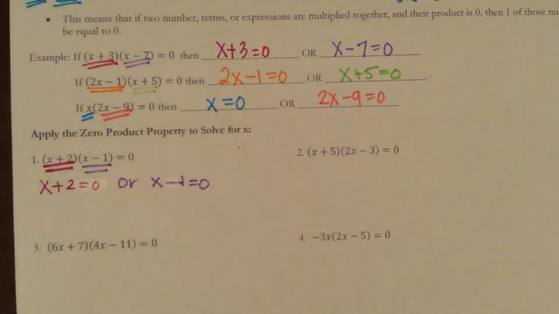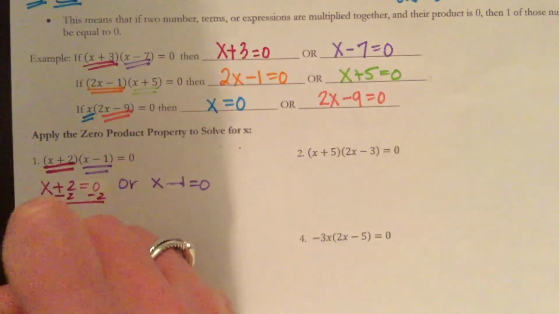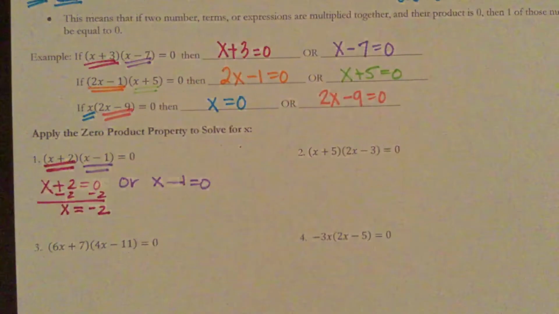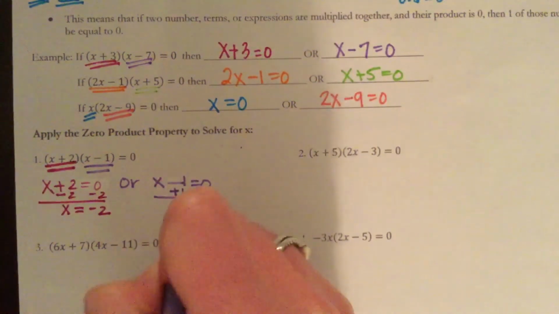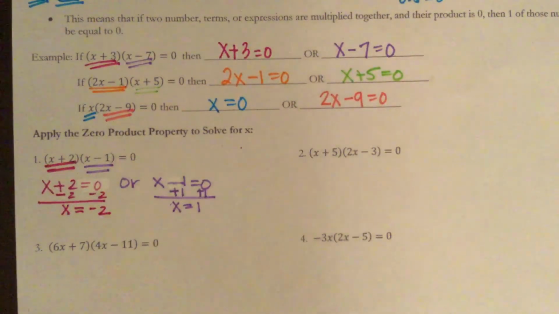Knowing that, we now have two smaller linear problems that we can solve. If I subtract 2 on both sides, in order for x plus 2 to be 0, x would need to be negative 2. And in order for x minus 1 to be 0, x would need to be positive 1. So we have now found the value of x. These are the solutions. These are the only two numbers that I could plug in here that would make this equation true.